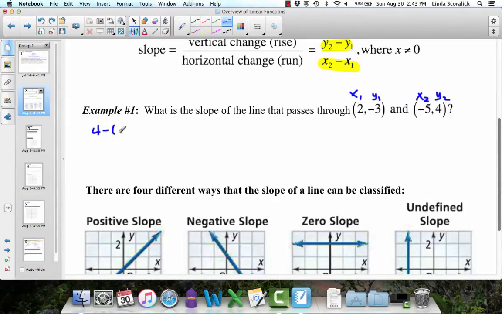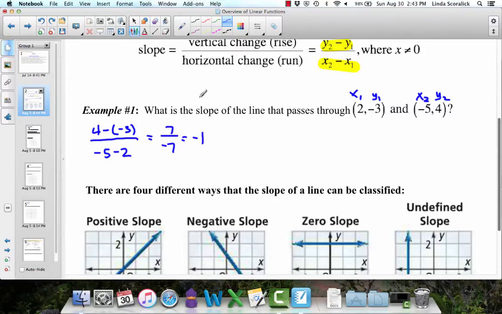4 minus negative 3 over negative 5 minus 2. So 4 minus negative 3, that's 7. Negative 5 minus 2 is negative 7. Negative 7 divided into positive 7 is negative 1. The slope of the line passing through those 2 points is negative 1.